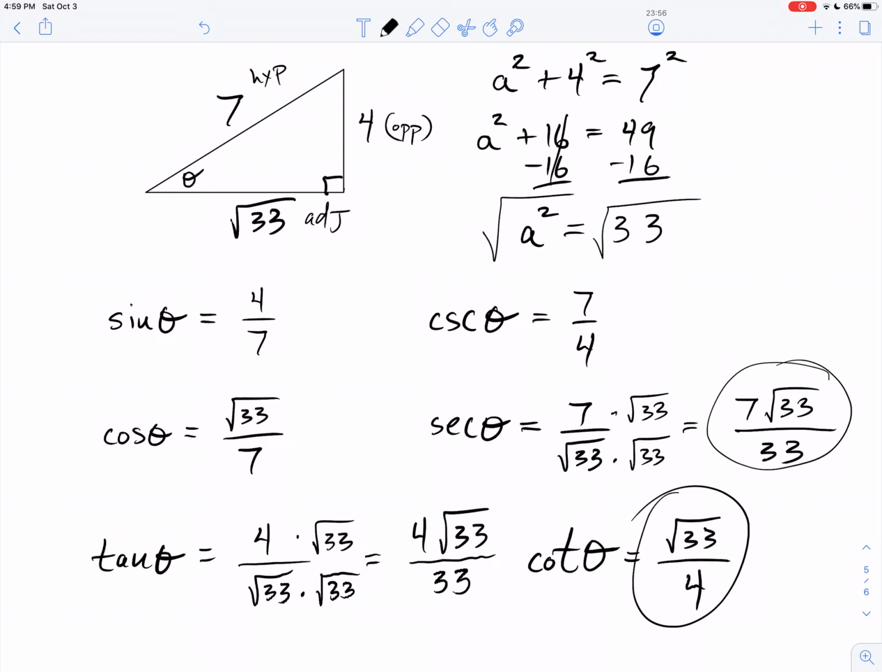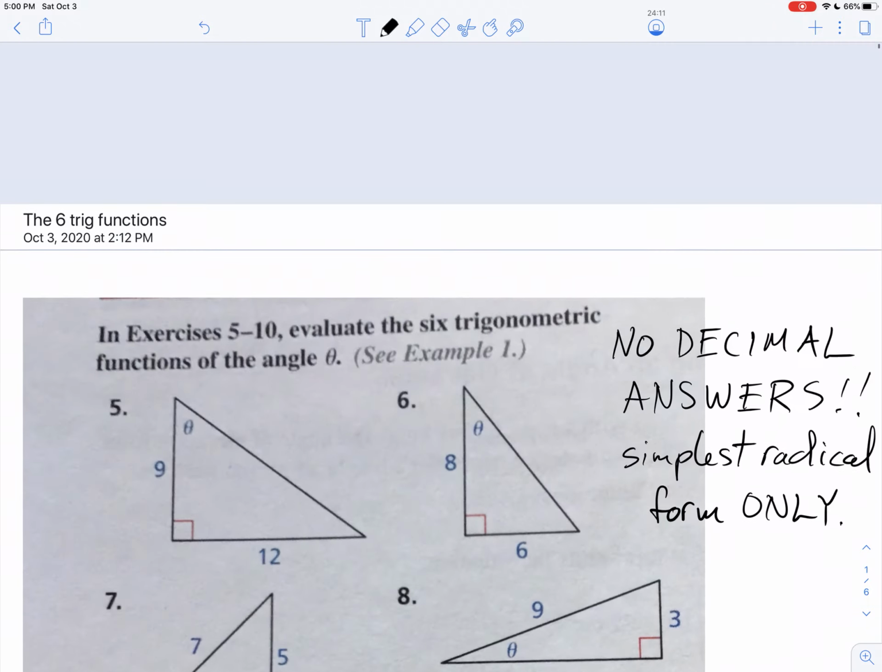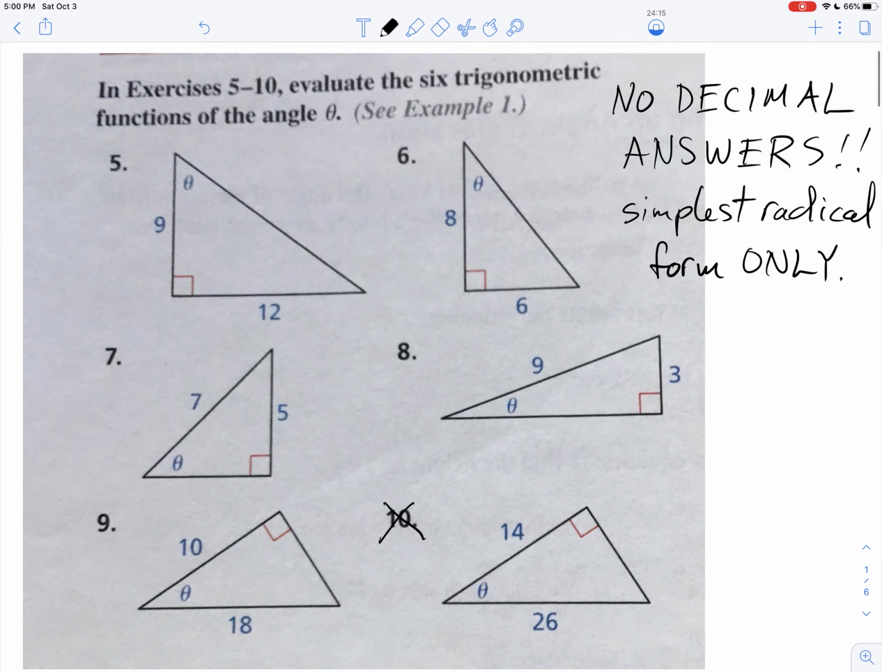All right. I think if you guys look, there's 1, 2, 3, 4, 5, 6 answers. You're going to see this on your next unit test, so remember, I'm going to scroll up now. Check this out. Okay. Remember, no decimal answers. Simplest radical form only. Number 10, you could do number 10, but you know what? It gets really ugly, and I need you to understand how to do this. I don't need to torture you. So, 5, 6, 7, 8, 9. Those are the ones I want you to do.